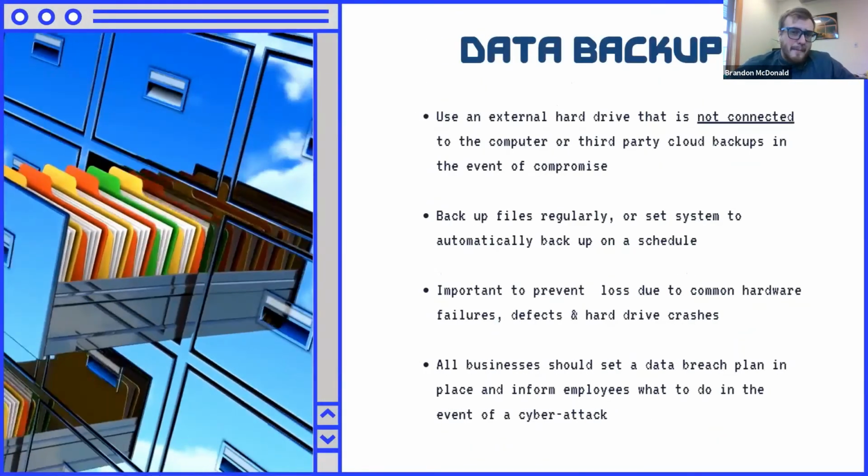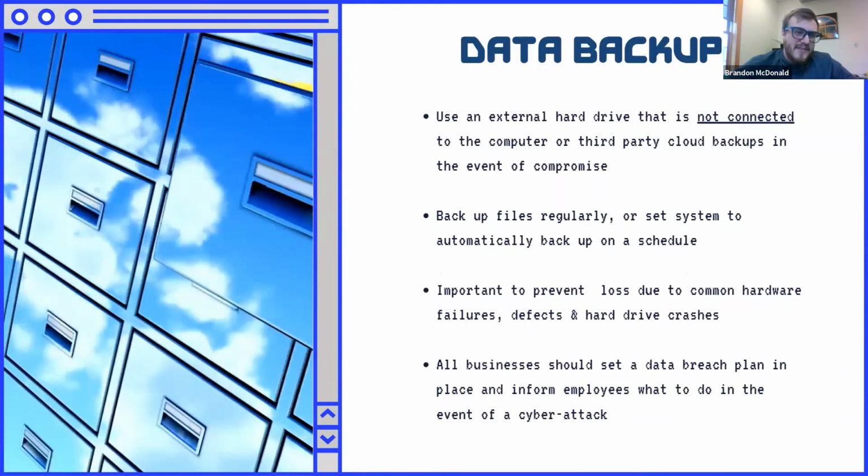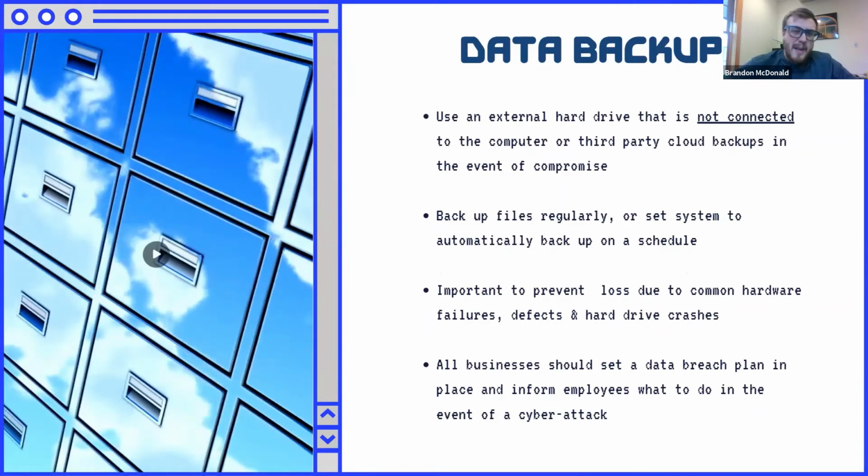We talk about data backup. So backing up your data just makes sure that in the event of a compromise, you have some kind of way to keep your data safe. So in the case of maybe a monthly backup, you'll use an external hard drive, something that's not connected to the computer 24/7, or a cloud backup. That's an on-the-internet kind of backup in the event of a compromise. You're going to back up those files regularly. You're going to set your system to back them up on a schedule if you can. It's important to prevent this loss due to common hardware failures, defects, and hard drive crashes.